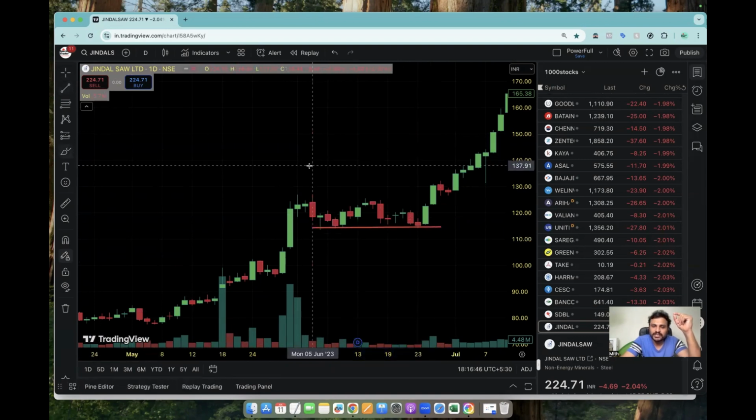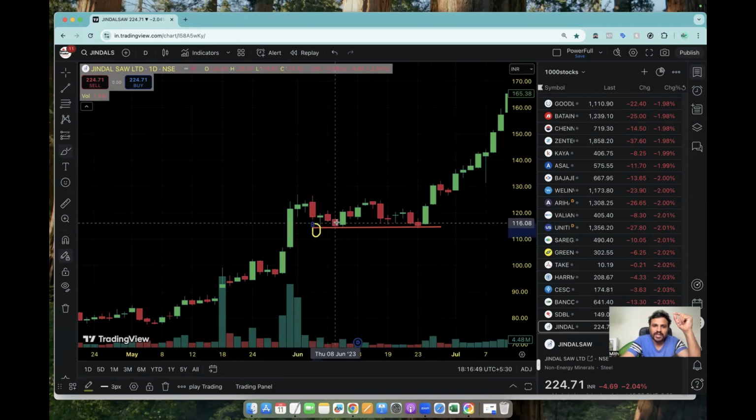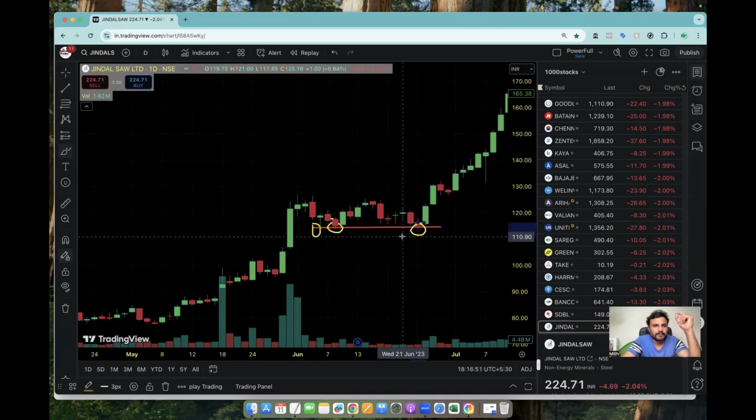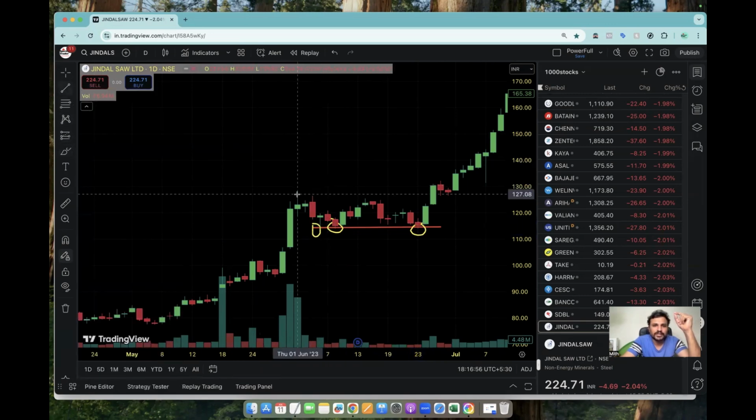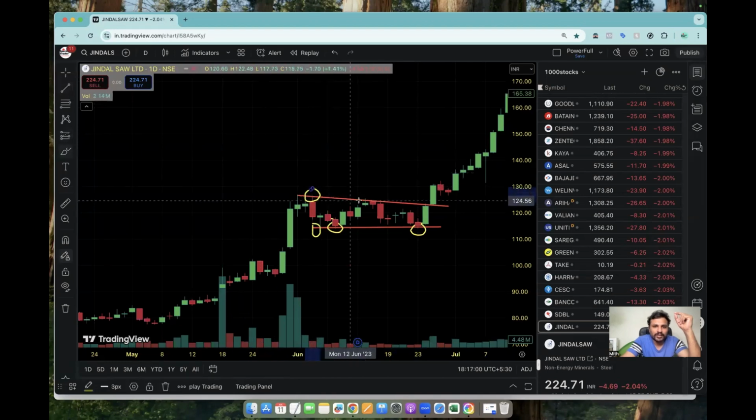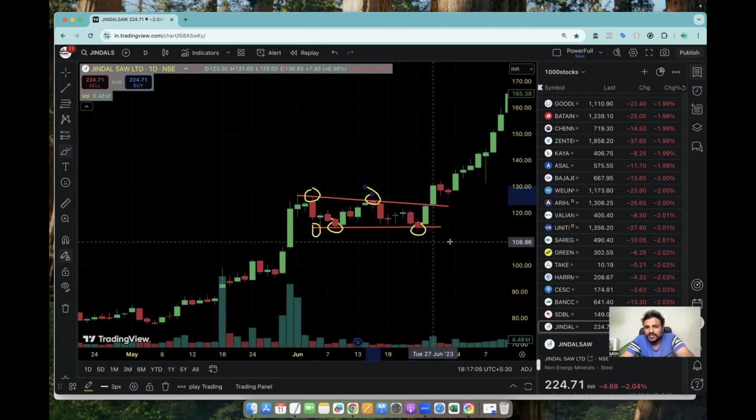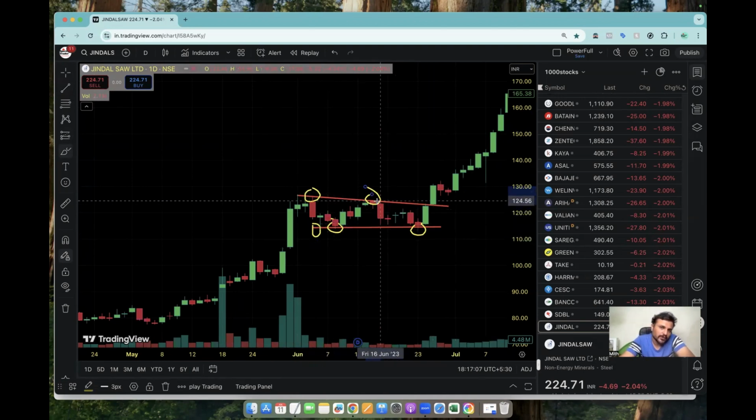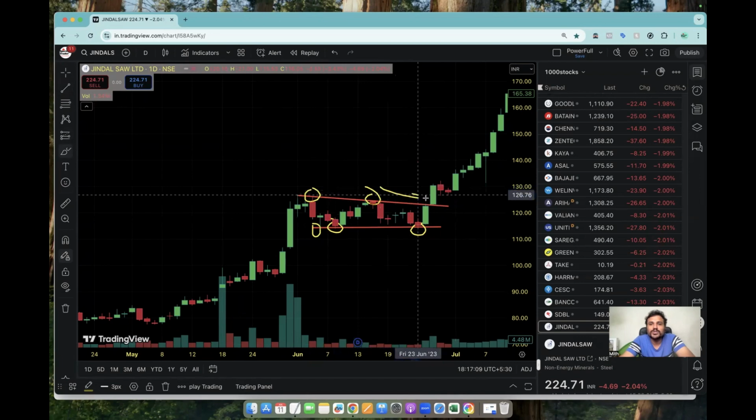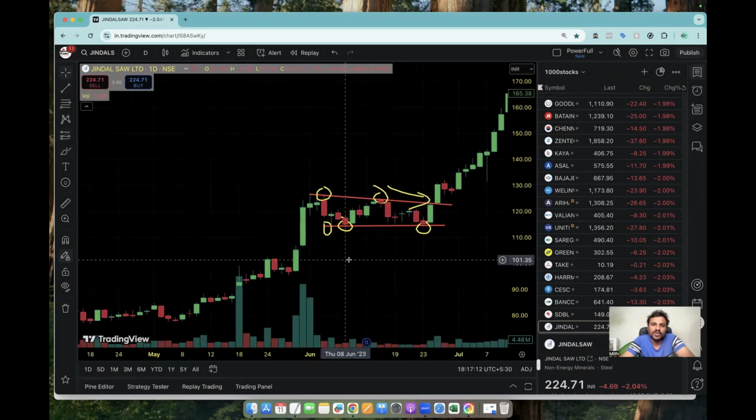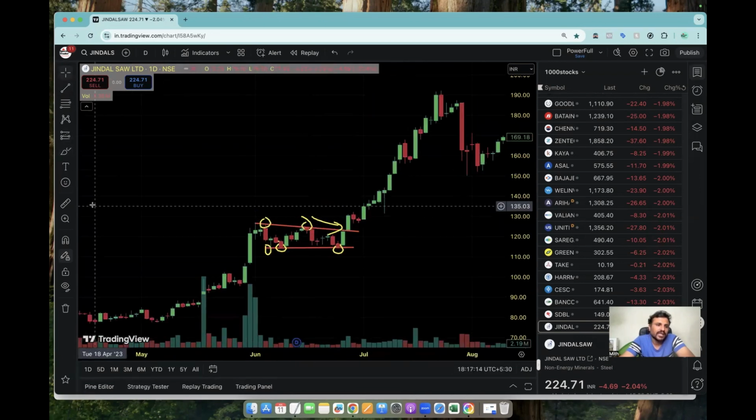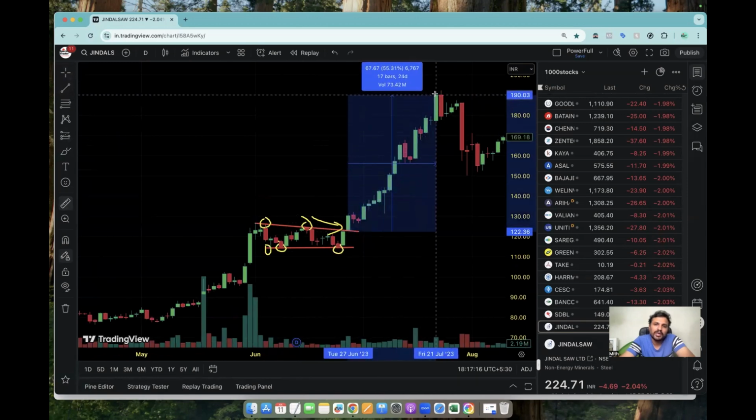How many times has it touched the bottom channel? First time, second time, a third time. Agree? Then on the upper side, one, two, can you see that? Bottom, three times it has touched; on the upper channel, two times it has touched. It has closed above this, right? Once it closed above this, take a look at how well the momentum happened in this particular stock.